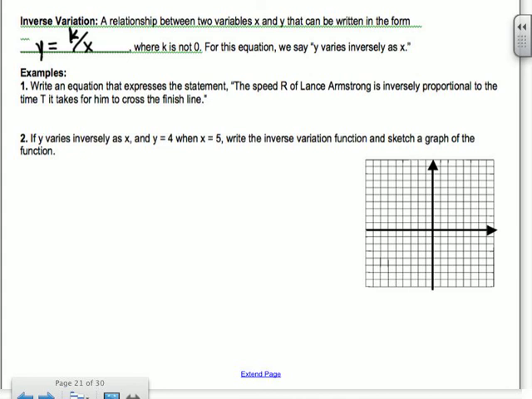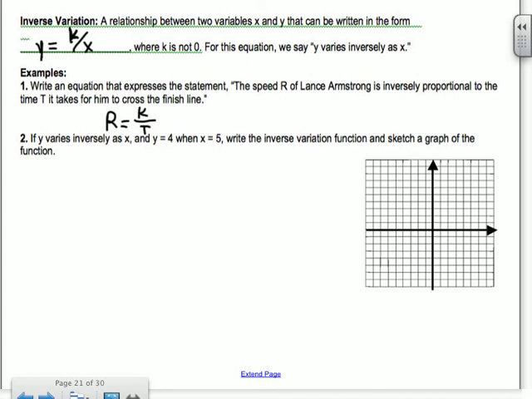All right, so write an equation that expresses the statement. The speed r of Lance Armstrong is inversely proportional to the time t it takes for him to cross the finish line. So think about that. The faster he goes, so the more speed he has, the less time it takes. So see how that's an inverse relation. All right, so speed r is inversely proportional, so k over t. So r equals k over t.